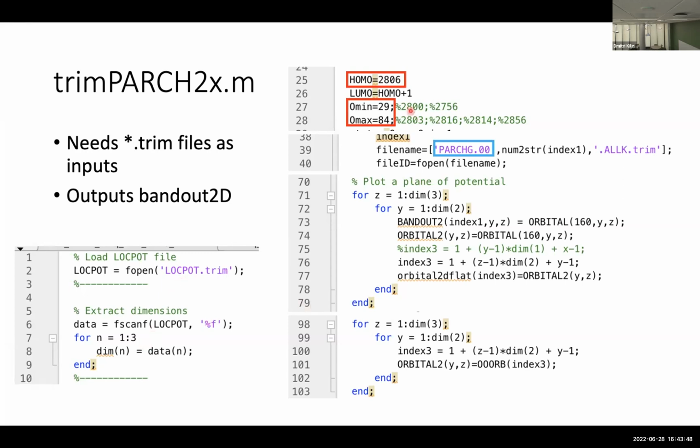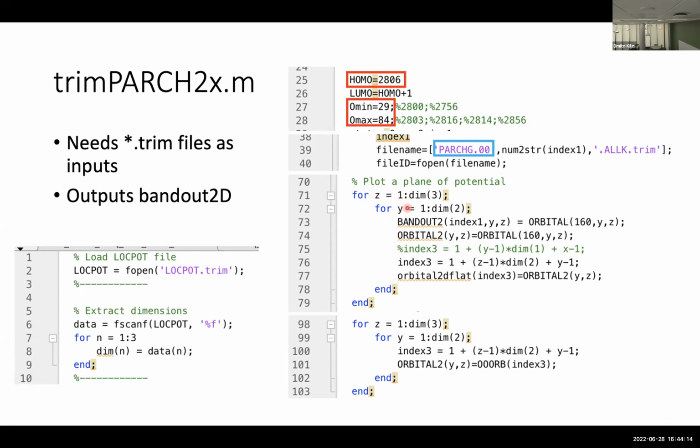So some things you need to work on or modify. You have your HOMO, OMIN, and OMAX like normal. Depending on what band you're looking at, you may have to change the number of zeros here in the PARCHG. And you will have to modify several of these lines.